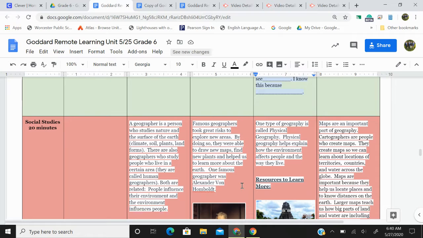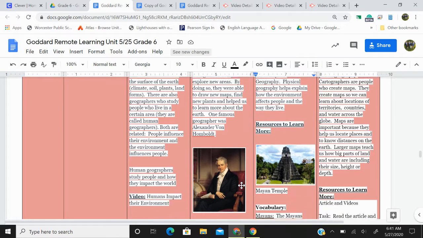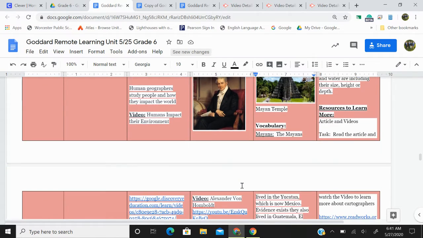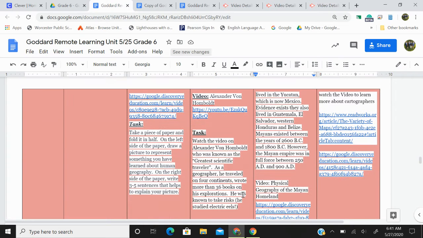In social studies, famous geographers took great risks to explore new areas. By doing so, they were able to draw new maps, find new plants, and helped us to learn more about the Earth. One famous geographer was Alexander von Humboldt, and there he is. Here's a video for you to watch about him, and here's your task.